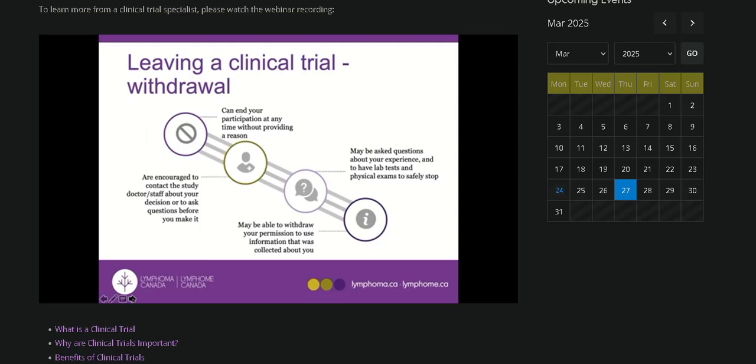And of course, as I mentioned previously, you can ask to withdraw any data that you provided and any samples. Maybe it's a urine sample, a blood sample, something else, any information that was collected about you. And that may or may not be possible for a number of reasons. And of course, I would encourage you to ask about that if that's important to you, and make sure you understand the possibilities around that.